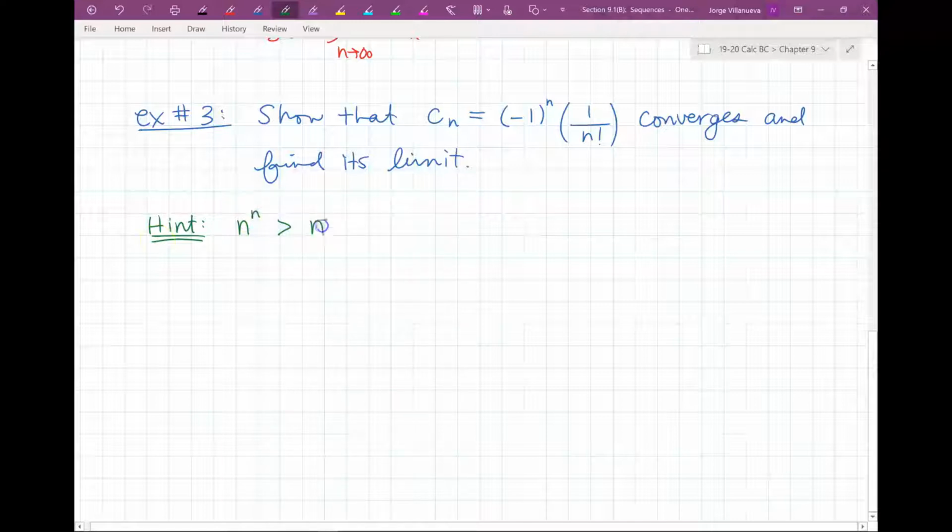So n to the n is greater than n factorial, which is greater than an exponential, which is greater than a quadratic, which is greater than a linear. I just use the number 2, you could use a 3 or 4, whatever. What does it say? Converges and find its limit.